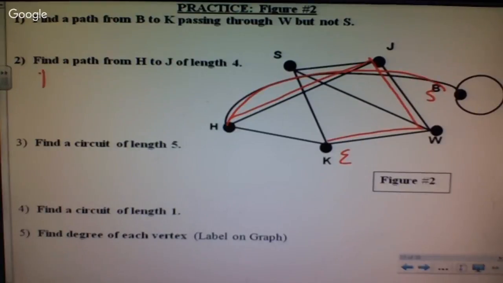Okay, so this one goes, whoops, I'm putting it in the wrong spot. So we're going from B to H to J to W, and finally we end at K.